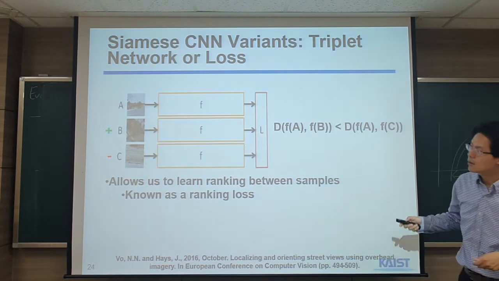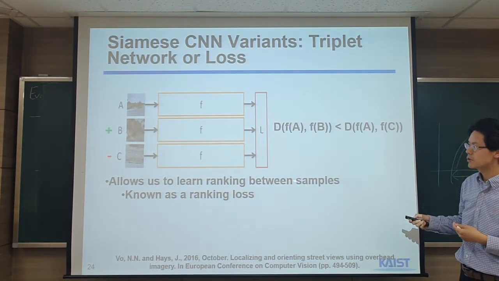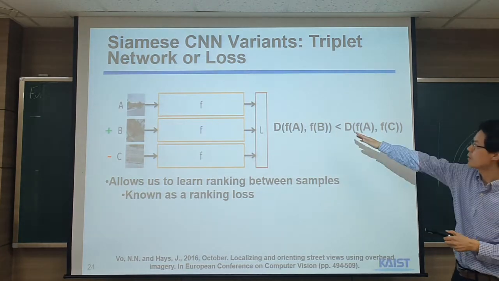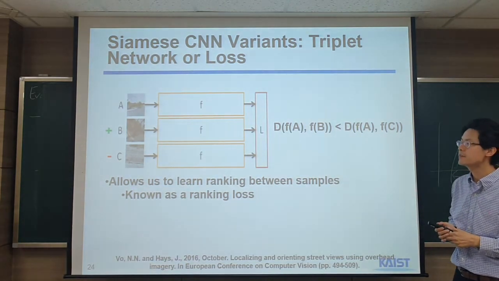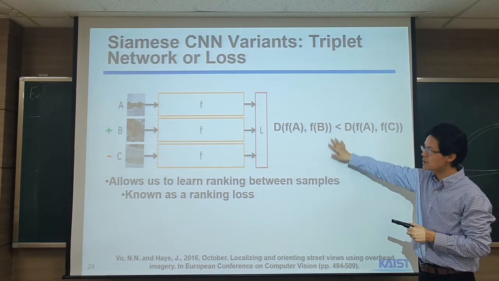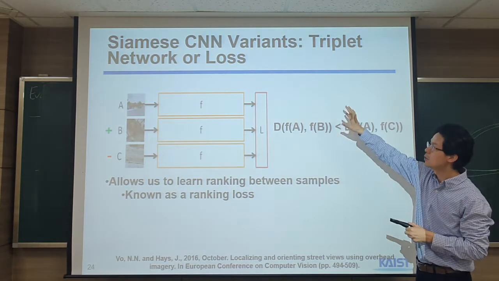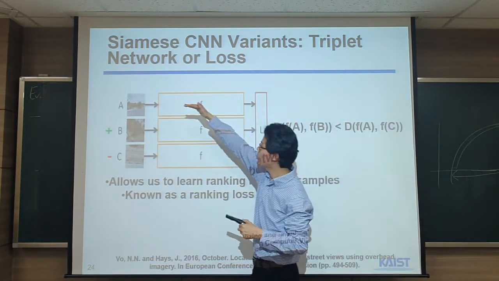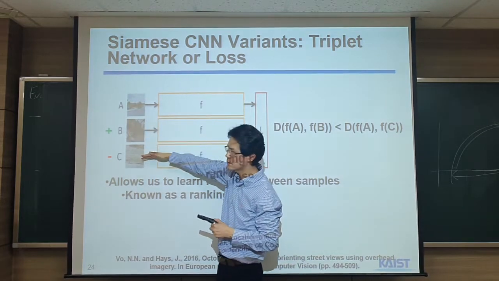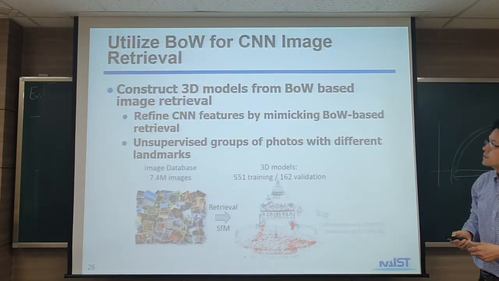So basically, based on this approach, we can learn the ranking between the samples, right? This gives the ranking between these two different sets of patches. This is known as the ranking loss or the triplet loss. Here we are using a set of three images: given the anchor point, the positive, and also the negative. It's a triplet set, the triplet loss or the ranking loss.